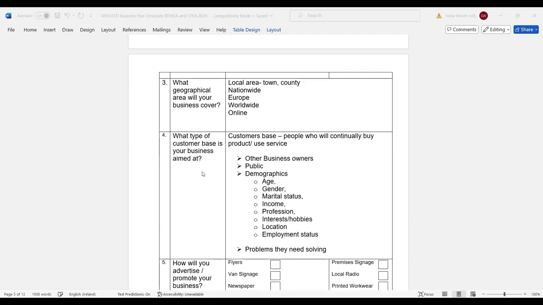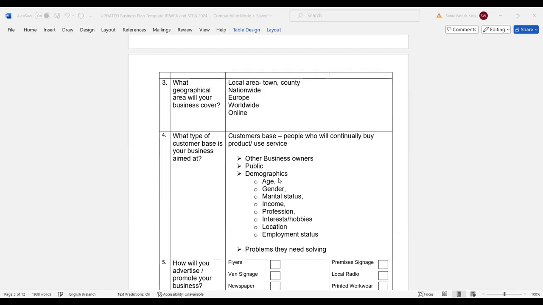The next question then asks you to focus on your customer base and who your business is aimed at. So a customer base is defined as people who will continually buy your product or use your services. Who are these people and how do you identify them? So some of the factors to identify them is you might be selling your product or services to other business owners. You might be selling it to the public, or you might be selling it to both.